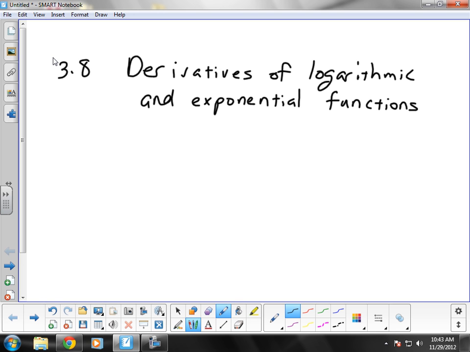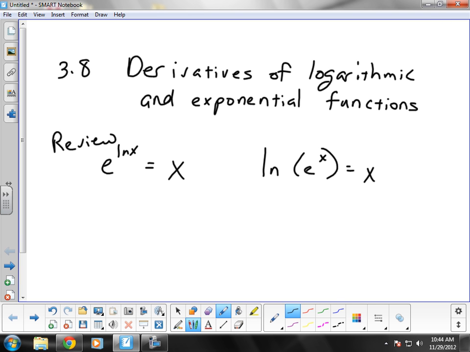Remember, the reason that we're doing this together is that exponential functions and logarithmic functions are inverses of each other, right? So, just a quick review: if I have e to the ln of x, what does that do? These are inverse operations, so e and ln cancel each other out, and I just get the argument, which is x. Or, if I have the ln of e to the x, what's that? x. That's what tells me that these are inverse functions: when I do the operation, I'm left with the argument.